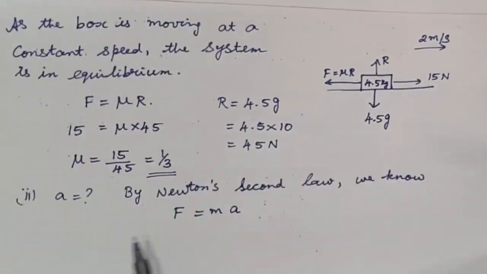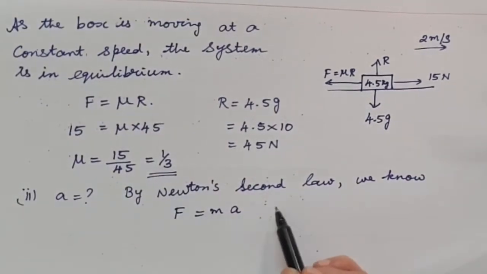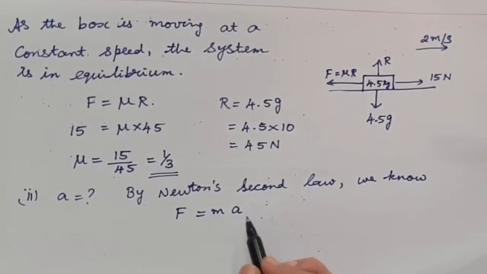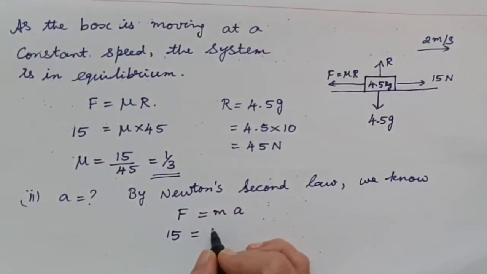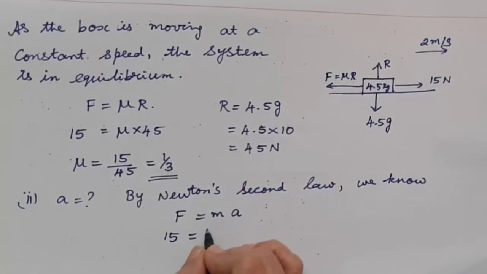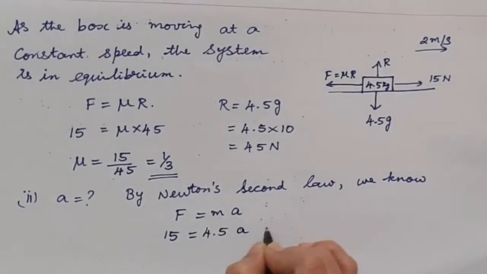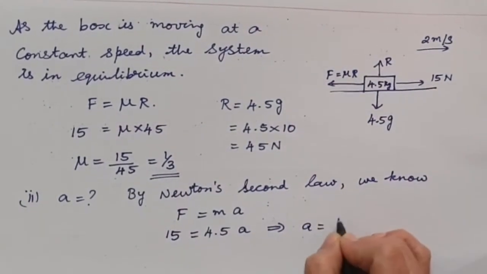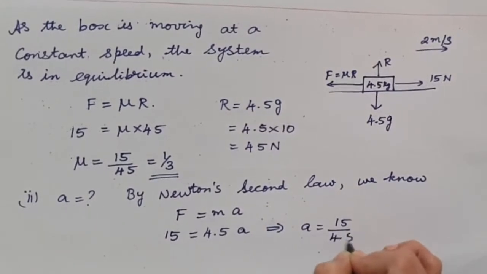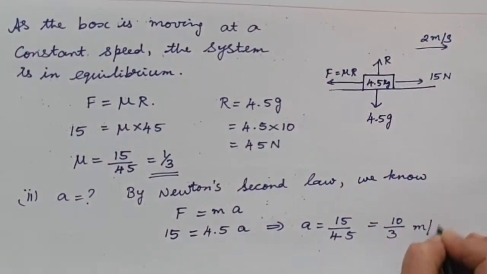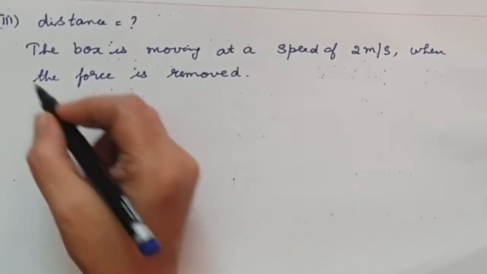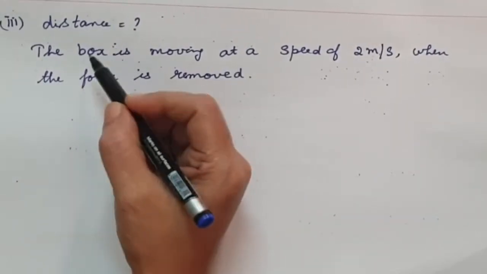Now in the second part, in order to calculate a, we know by Newton's second law, F will be equal to ma. So F is 15 Newton and m is given as 4.5, and a. Which implies a will be equal to 15 over 4.5. So which will be equal to 10 over 3 meters per second squared. Now in the third part, we need to calculate the distance.